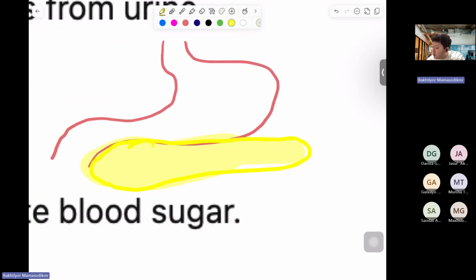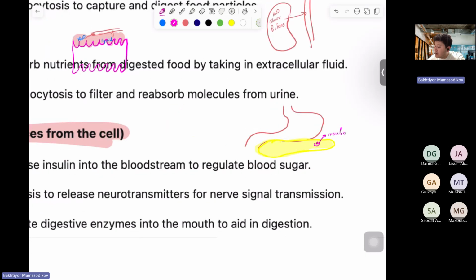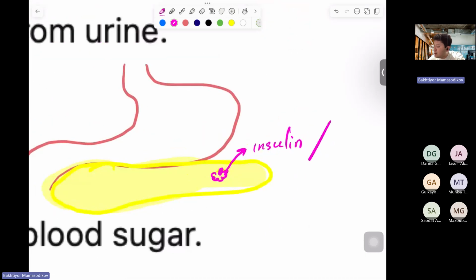There are cells which are called endocrine cells, which are called beta cells, and these cells are going to release insulin. They're going to release the insulin hormone, and this insulin hormone is going to be released into the bloodstream. This insulin goes to the blood again.